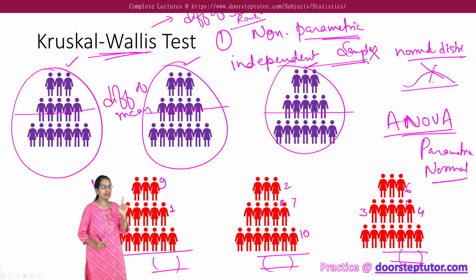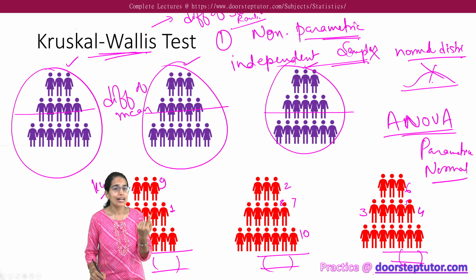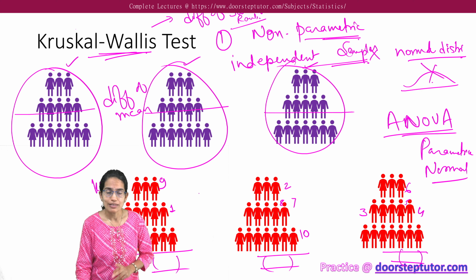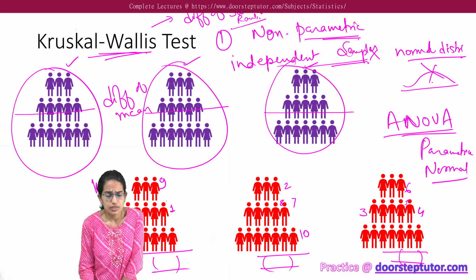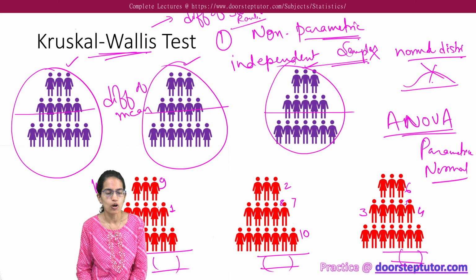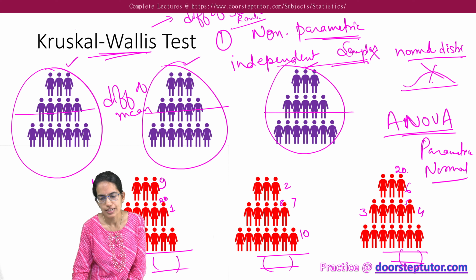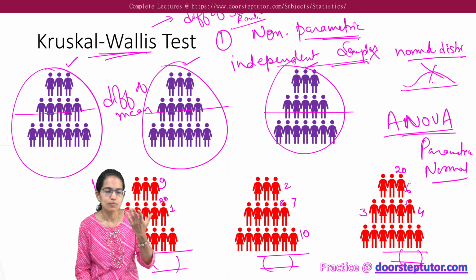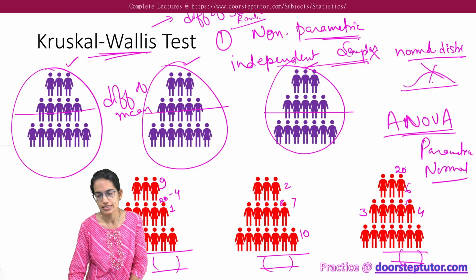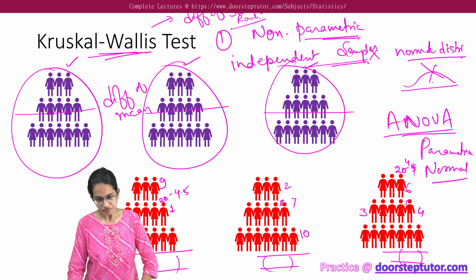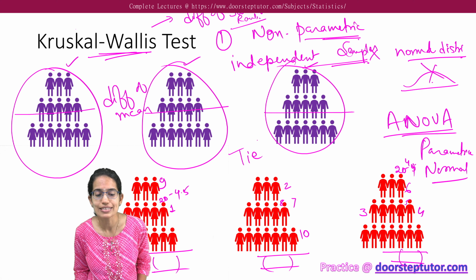Now, one very important thing, assume that some of the values are common. For example, this person gets 20 and this person gets 20. Against 20, this person has rank 4 and this is again rank 4. So what we would do is, since this should be either 4 or 5, both of them would be given rank 4.5. This is what is called a tie.